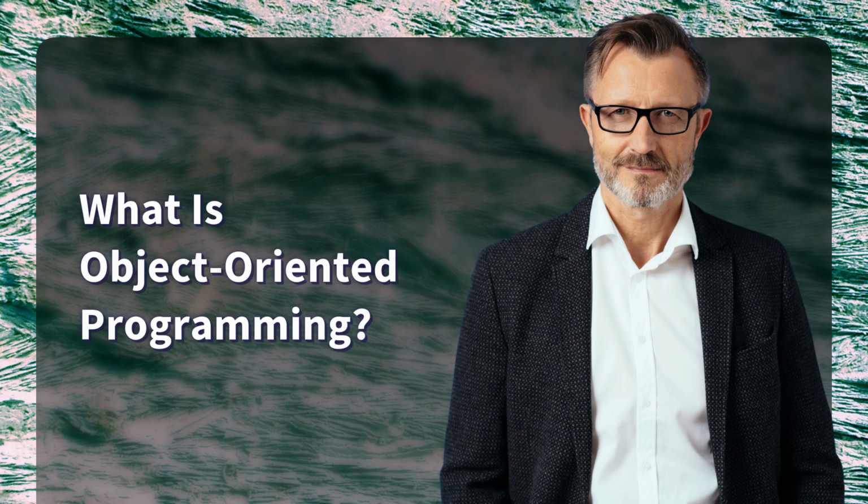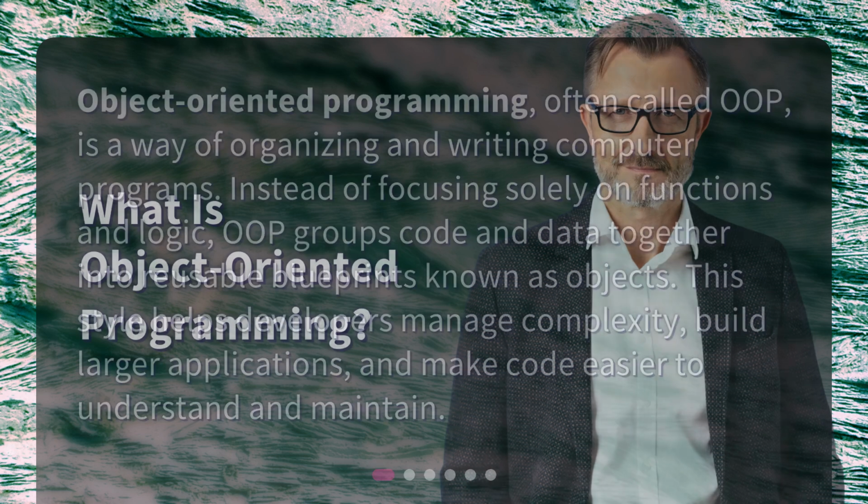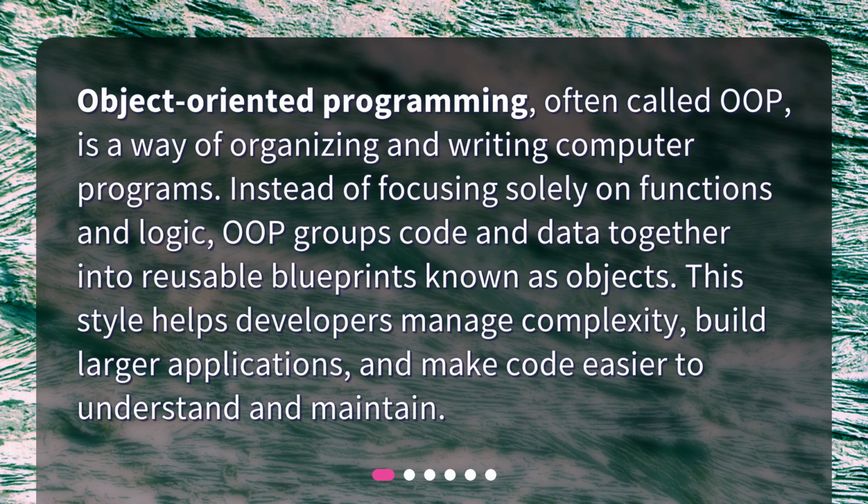What is object-oriented programming? Object-oriented programming, often called OOP, is a way of organizing and writing computer programs. Instead of focusing solely on functions and logic, OOP groups code and data together into reusable blueprints known as objects. This style helps developers manage complexity, build larger applications, and make code easier to understand and maintain.